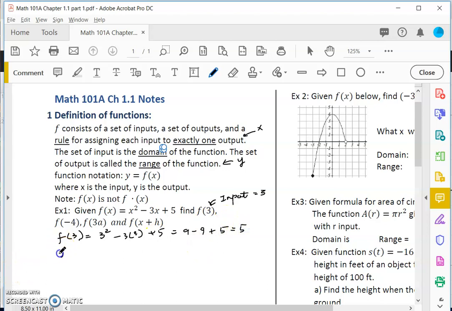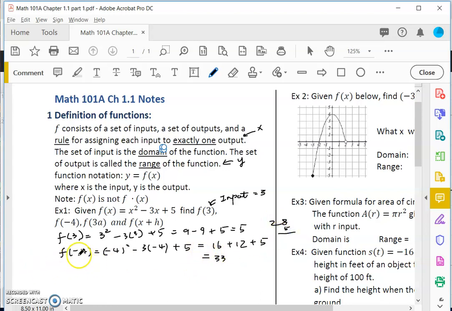The second one we want to do is f of negative 4. Again, X is negative 4, so I put negative 4 in the formula: negative 4 squared minus 3 times negative 4 plus 5. That would give me 16 minus a negative 12, which is plus 12, and then plus 5. So this gives me 28, and 28 plus 5 is 33.